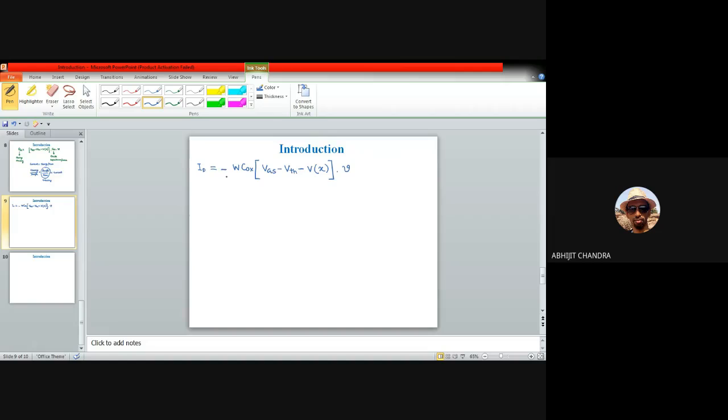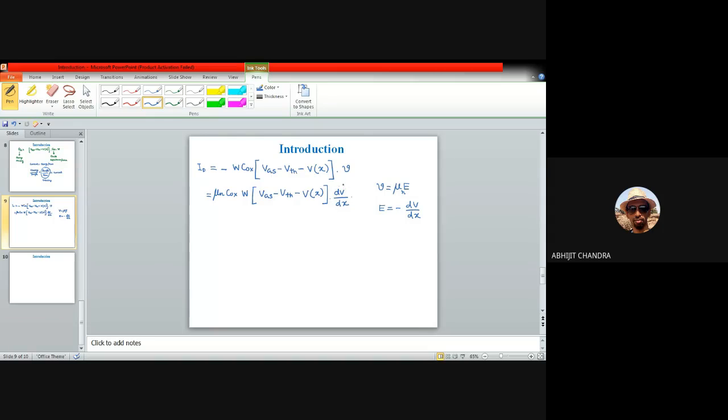So there will be minus n. You already know that velocity is given by mu times the electric field, and the electric field E is given by minus dV/dx. So if I take all these things into account, here mu means mu n, the mobility of the electrons, because for an n-type MOSFET, electrons are the charge carriers for which the current is being produced. So we can write mu n times Cox, and we do have a W, and then VGS minus VTH minus V of X, and dV/dx.